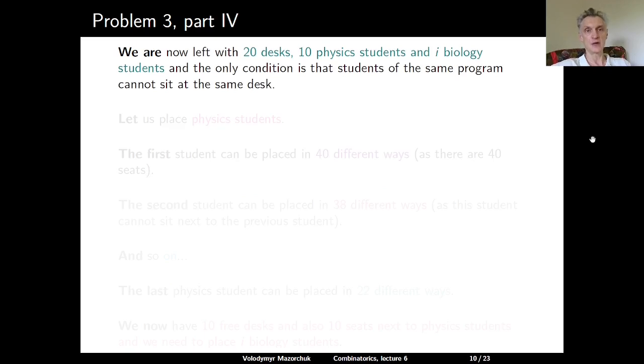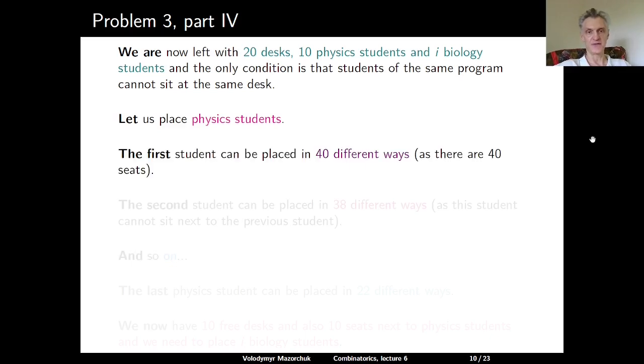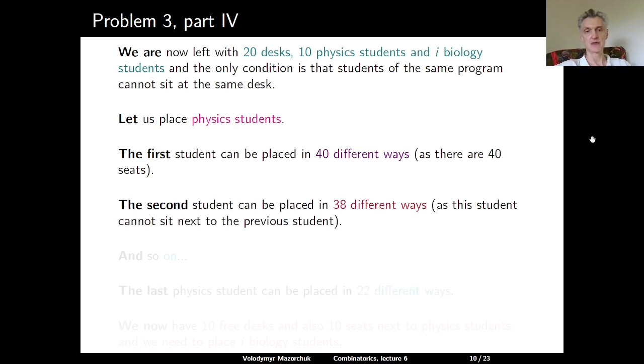Great. We are now left with 20 desks, 10 physics students and i biology students, and the only condition that we have is that students from the same program should not sit at the same desk. So let us place physics students first. The first student can be placed in 40 different ways. We have 40 seats. The second student in 38 different ways, because the student cannot sit next to the first student, and so on. The last physics student can be placed in 22 different ways.